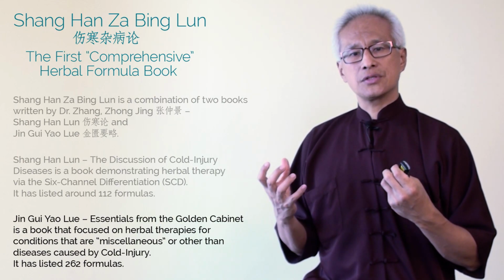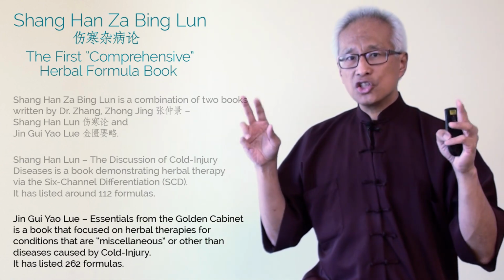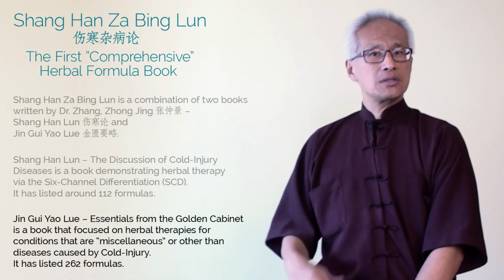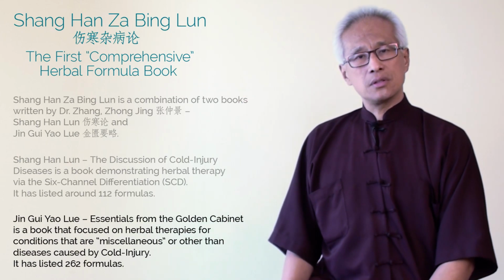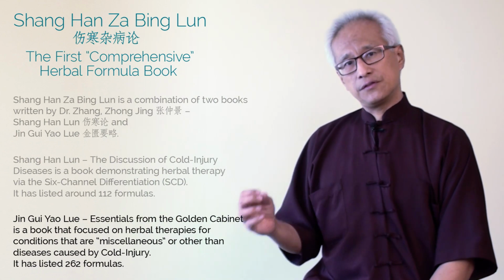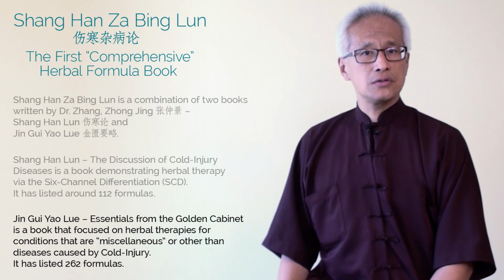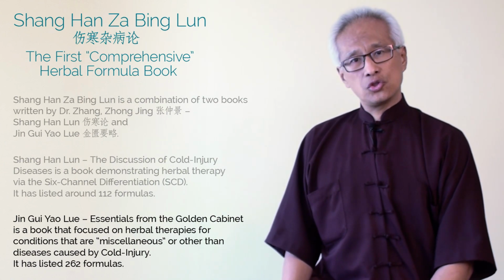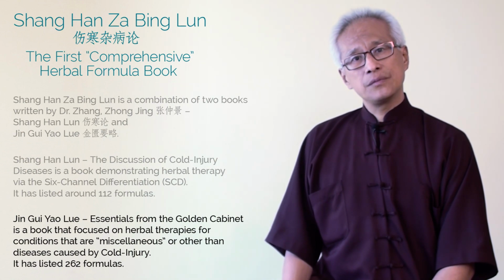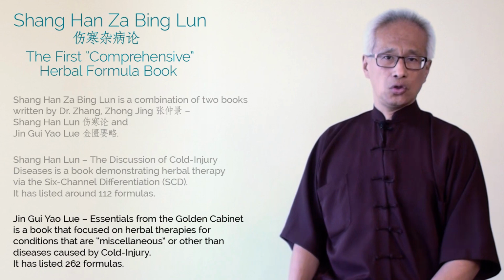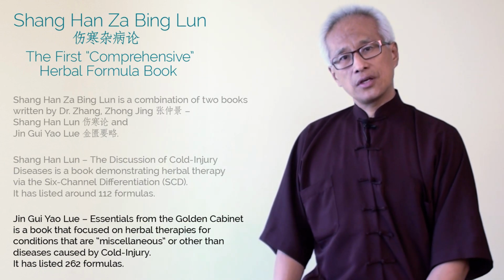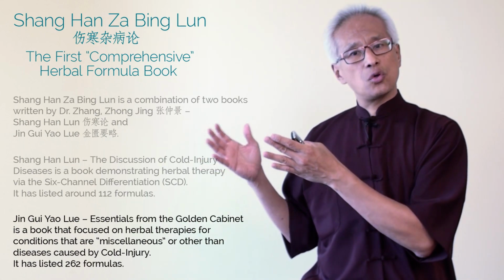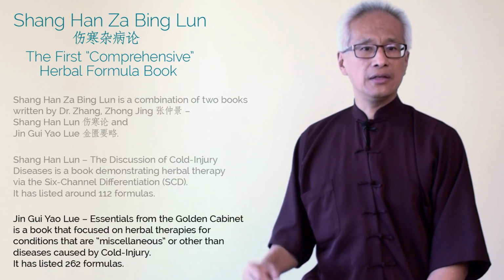It's a book that focuses on herbal therapies for conditions that are non-infectious, or what we call miscellaneous disease. You must understand that at that time, the most difficult diseases, the ones that killed people, were infectious diseases. We didn't have good antibiotics or the major herbs that can be used for infection. So people died of infection very easily in the old days. Therefore, the main therapy was the treatment of these infectious diseases. That's why Shanghan Lun was so popular at that time, and even today.